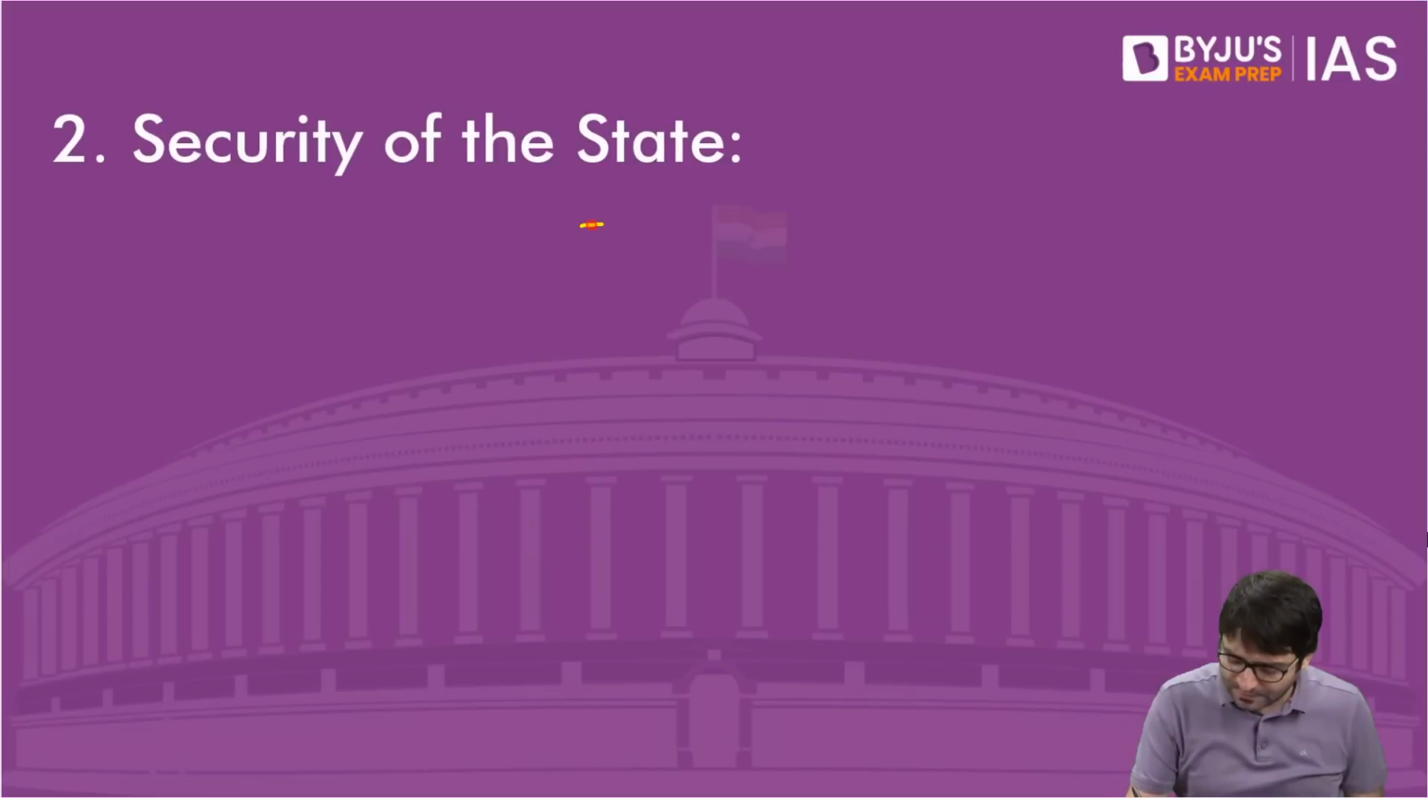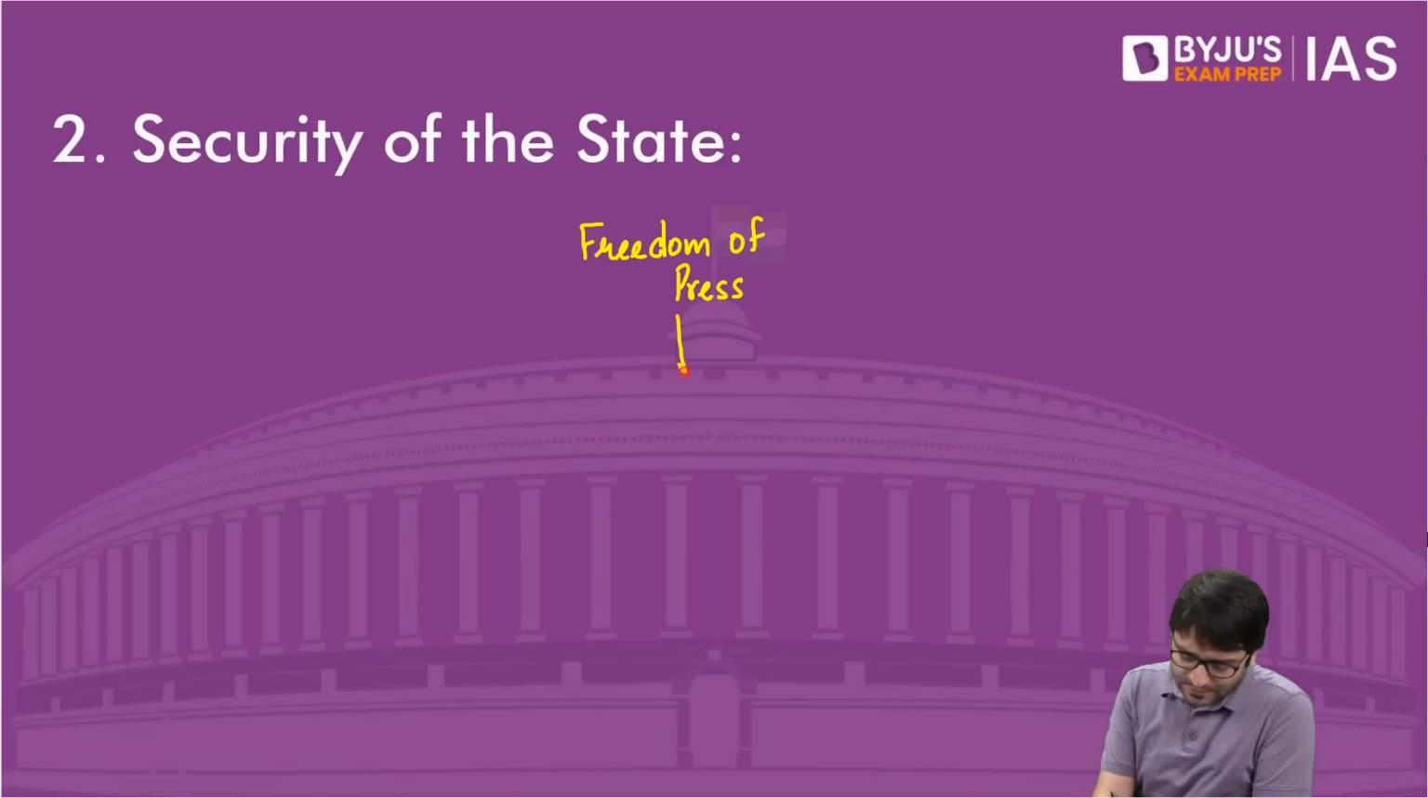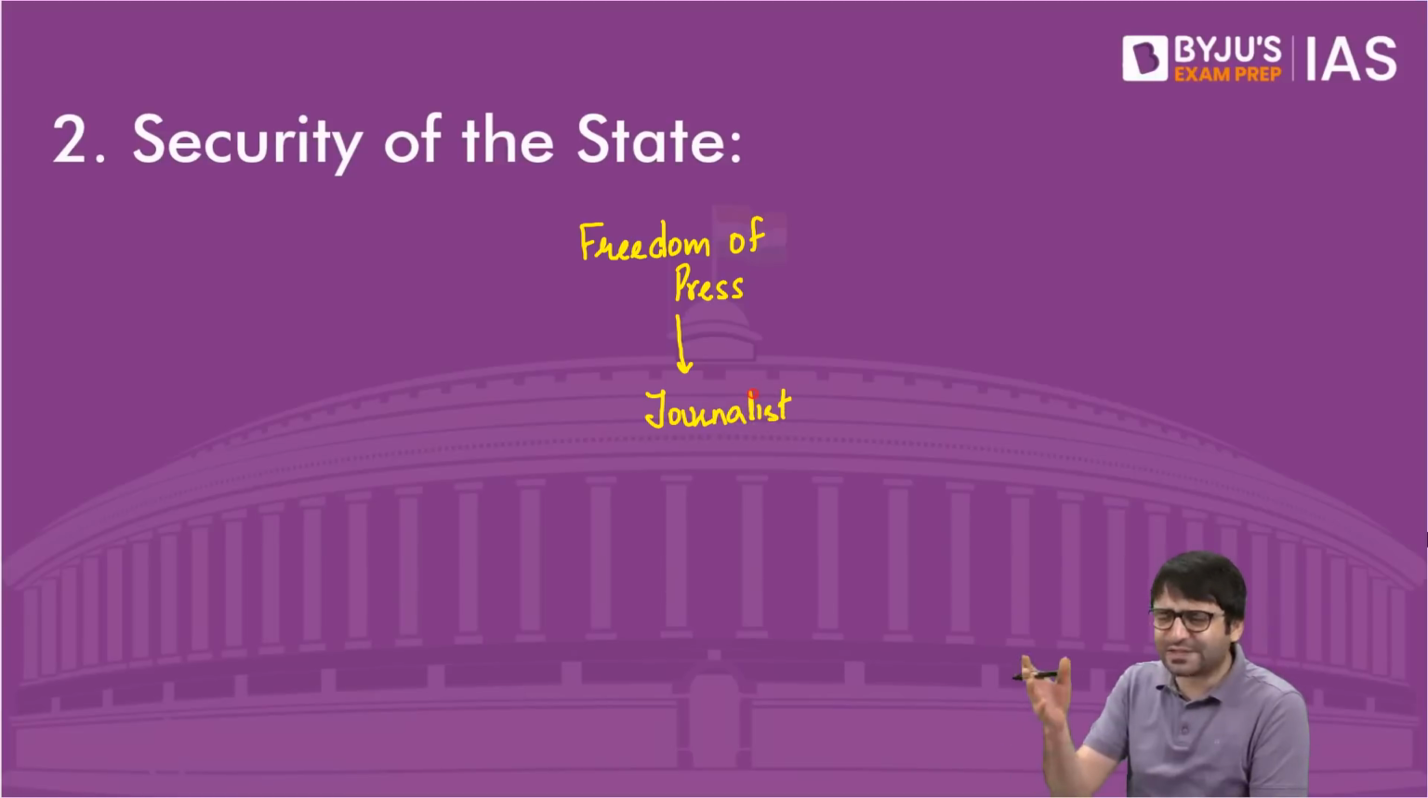For example, you have freedom of the press. Is that a fundamental right? Yes. We have a journalist. What's the job of the journalist? To investigate, to write stories, to publish them in the newspaper.